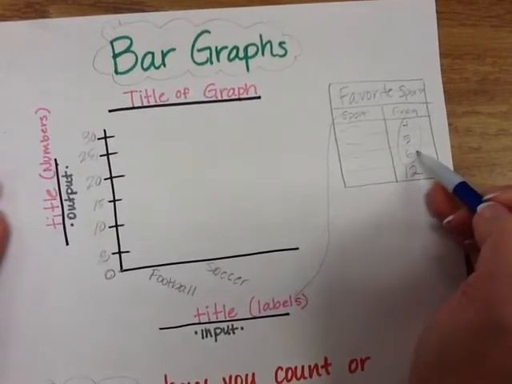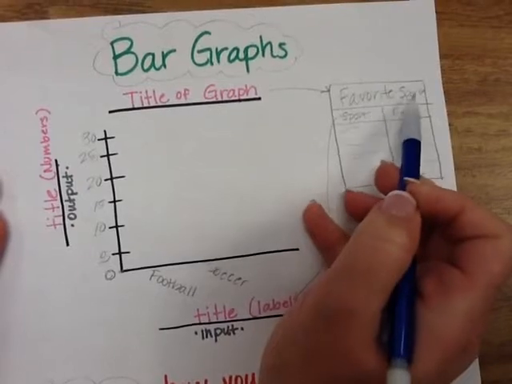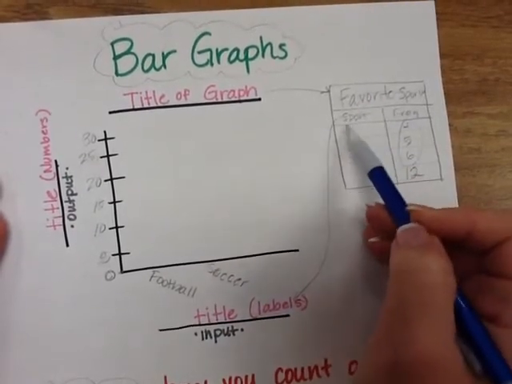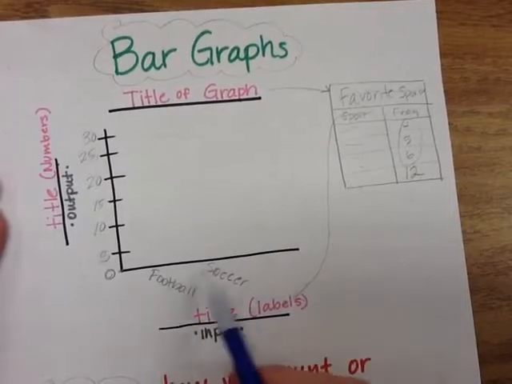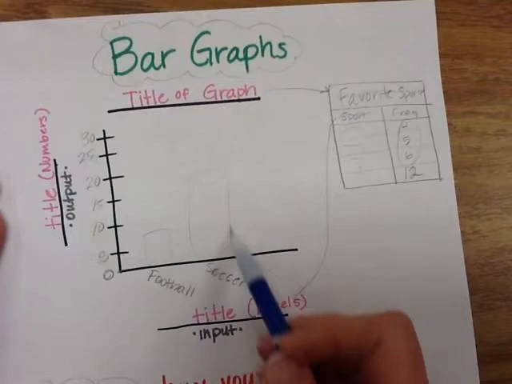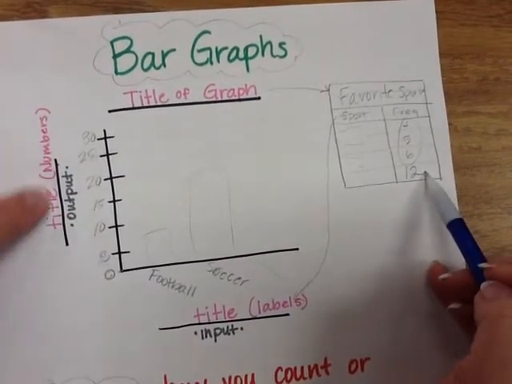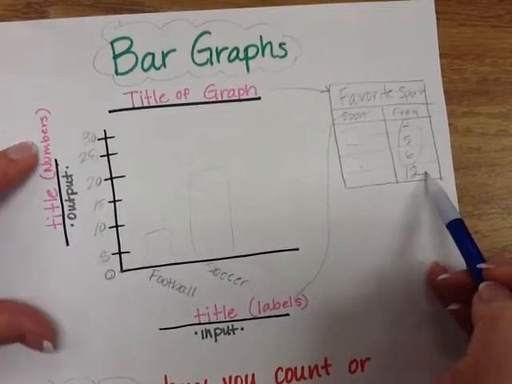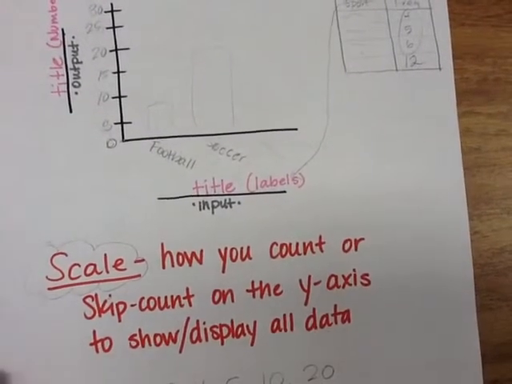So again, the biggest thing I want you to do is you're going to have to make a title of your graph, which comes from here. You're copying literally from this. Your label, your words are going to be on your x-axis, which is your input. So if this was sports, it would have my different sports. Then your bar graph would be appropriate, matching my frequency. Whereas my frequency is my output, which would be right here. Okay? So that's the big thing. Scale is the big vocabulary word that you're going to be working on.